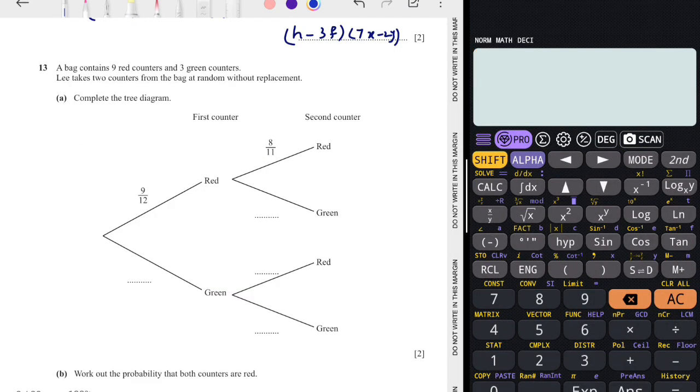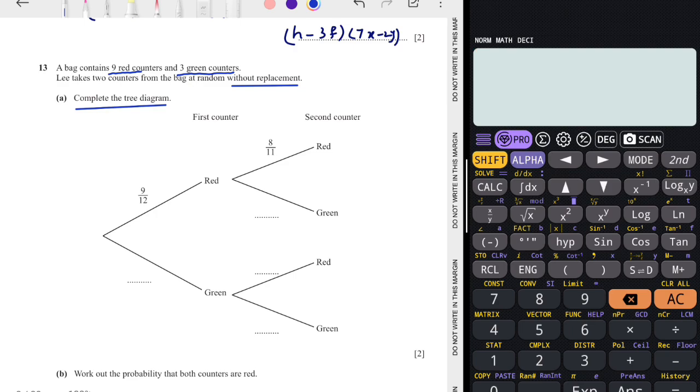Question number 13. A bag contains 9 red and 3 green counters. Lee takes 2 counters from the bag at random without replacement. Complete the tree diagram. Students, let us see the definition of without replacement.